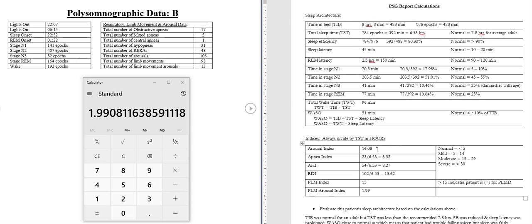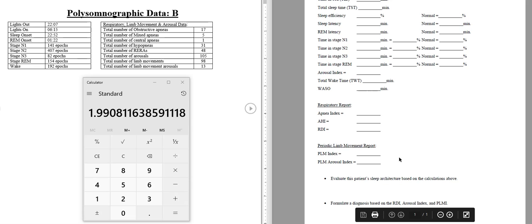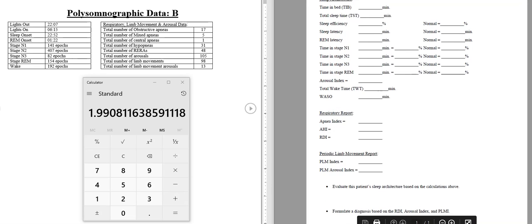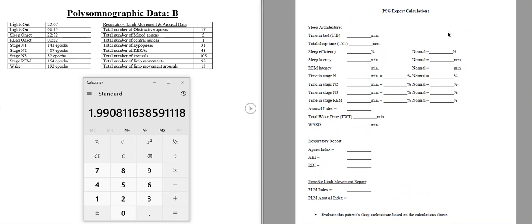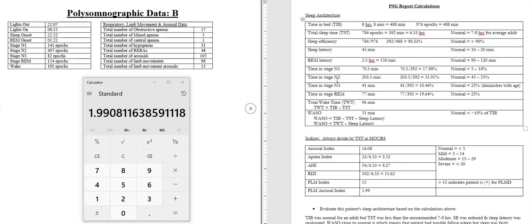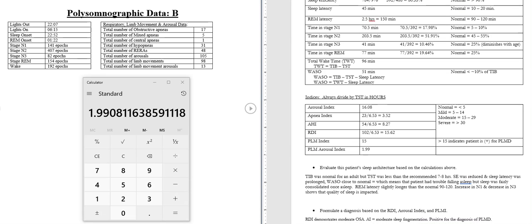If you're doing this on the computer, what you can do is use the blank PSG form that you've got. It's on Blackboard too, to kind of do it mathematically. I find it's really a lot more helpful for me to do it all here and have all the numbers right in front of me for when I'm doing my evaluation versus scrolling up, scrolling down.